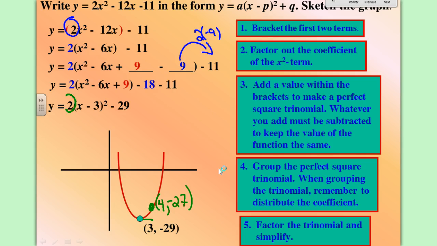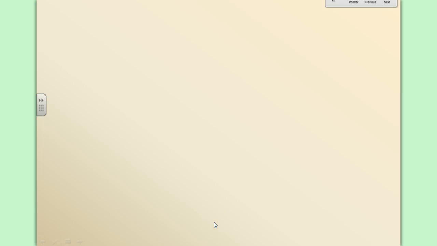Why? Because it has been vertically stretched by 2. So in other words, the basic parabola is no longer over 1 and up 1, it's over 1 and up 2. It has been stretched by 2. You need to remember your basic points of your parabola, okay? Good stuff.